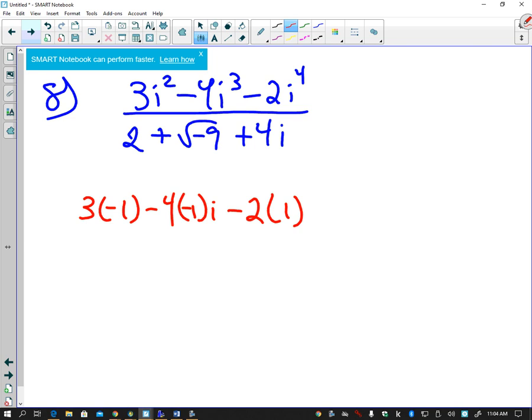So 3 times negative 1 is negative 3. Negative 4 times negative 1 is positive 4i. And negative 2 times 1 is negative 2. We can combine like terms. We would get negative 5 plus 4i. And that's my numerator.